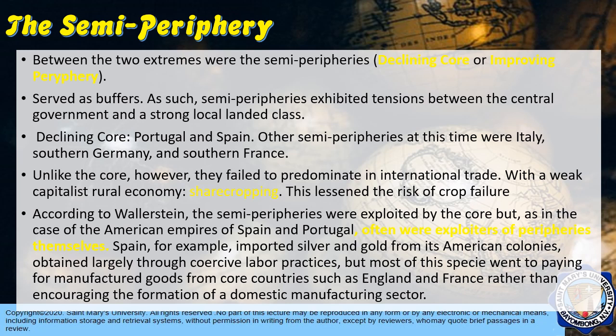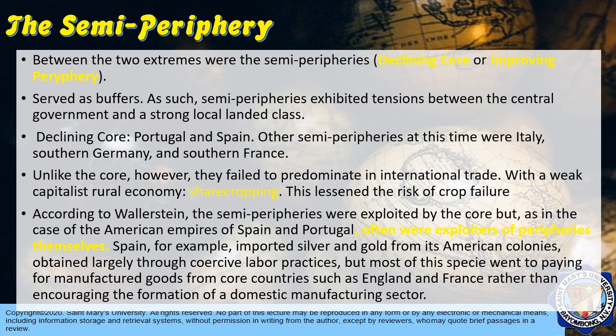Spain, for example, imported silver and gold from its American colonies, obtained largely through coercive labor practices. But most of this specie went to paying for manufactured goods from core countries such as England and France, rather than encouraging the formation of a domestic manufacturing sector.